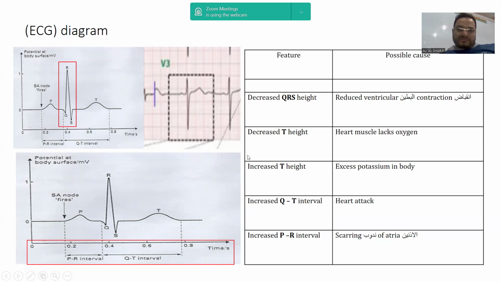When it decreases, that means the heart muscles lack oxygen. Some oxygen is missing, and that's what happens. When the T wave is increased, what does that mean? That means we have excess potassium in your body. Let me come back to this important word, potassium.